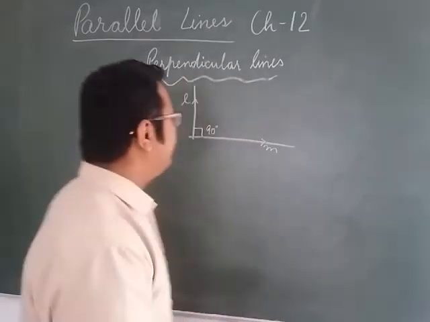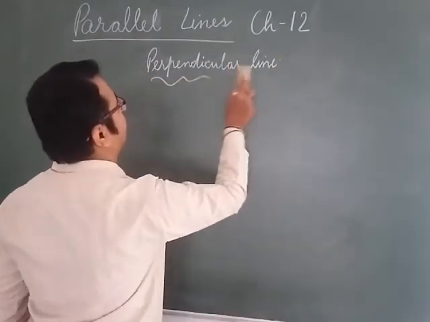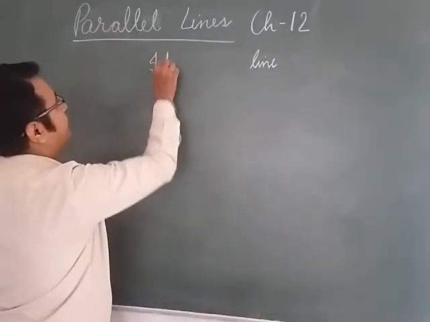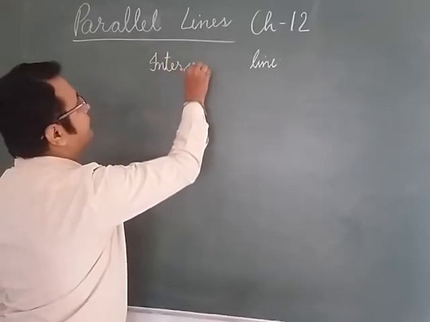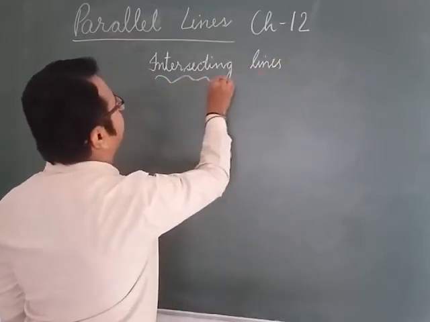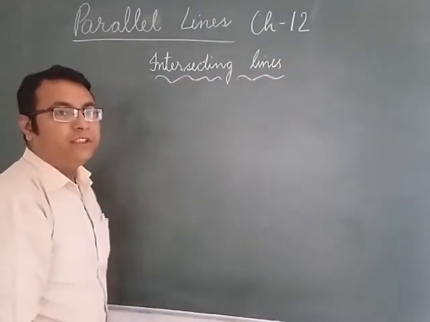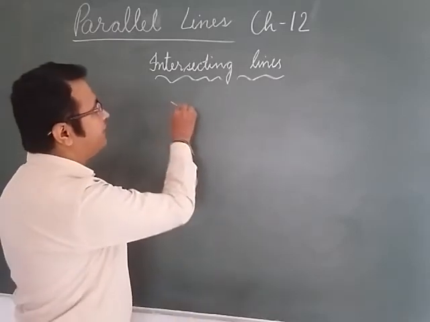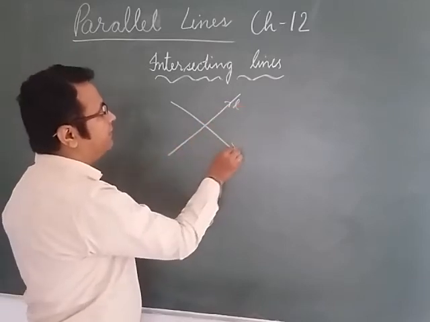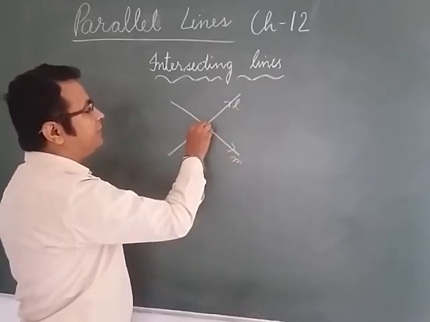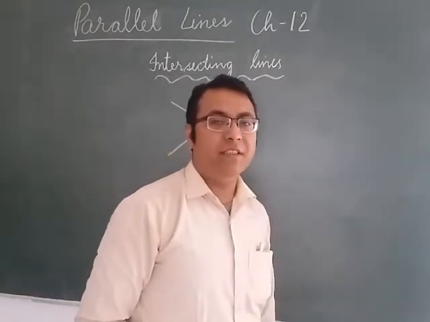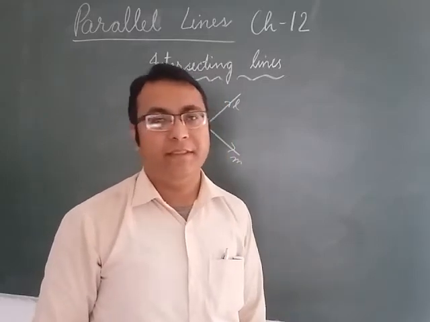Now, next type of lines is intersecting lines. Intersecting lines, as it is clear from the name, they intersect with each other at a given point. Intersecting lines are those lines which meet or intersect with each other at a given point. Let's say this is line L, this is line M. If both of these lines meet each other at point O. So when two or more lines meet with each other at a given point, then they are called intersecting lines.